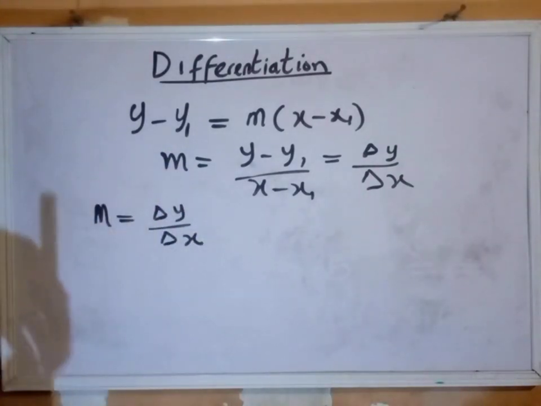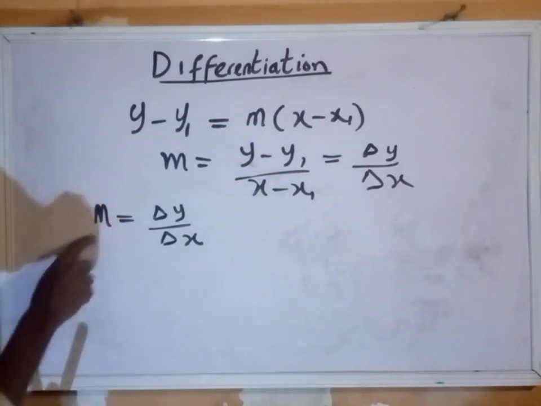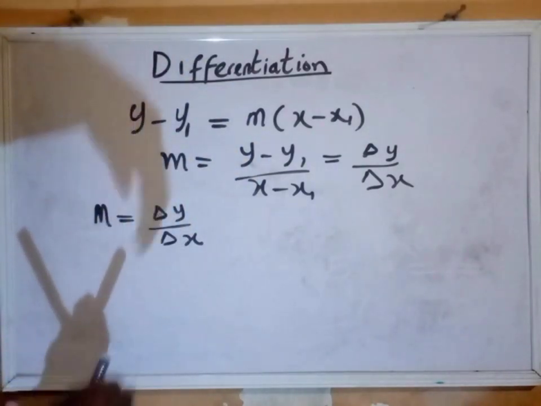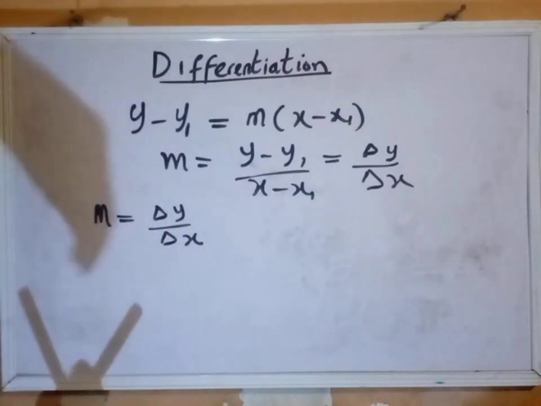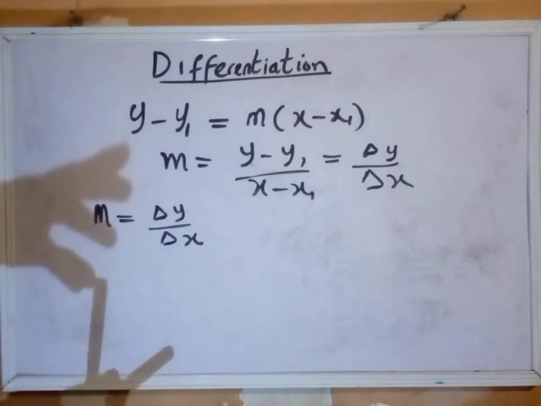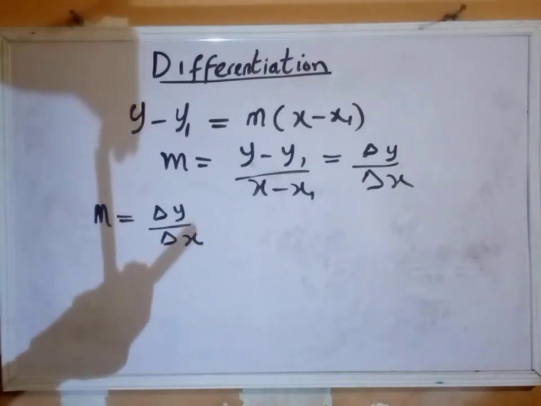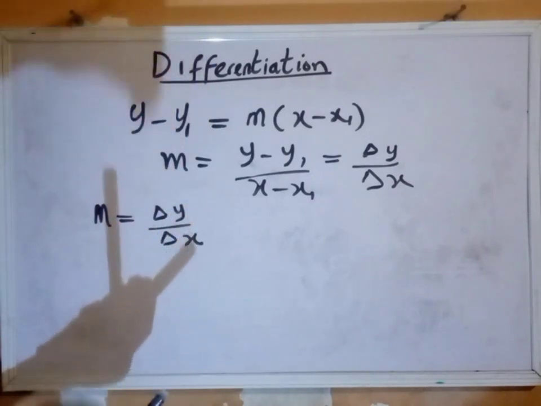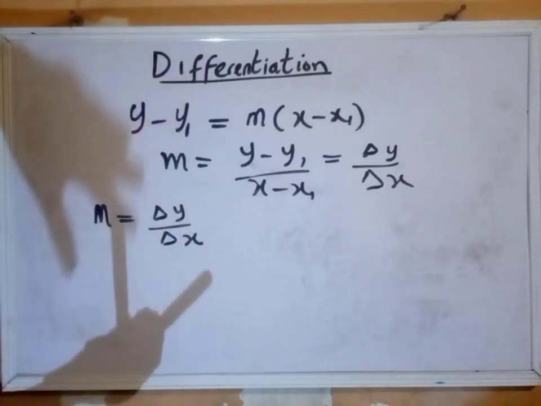So we are dealing with derivatives. The m here is known as the gradient. And as y increases, x also increases. We are dealing with the derivatives. What are the things that make y change, and what are the things that make x change?